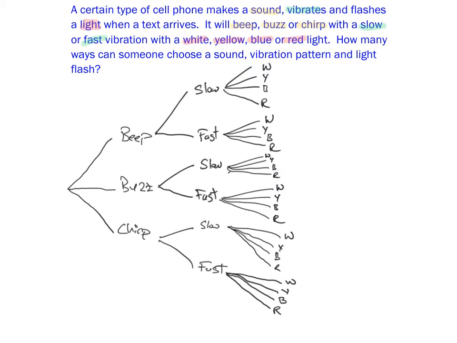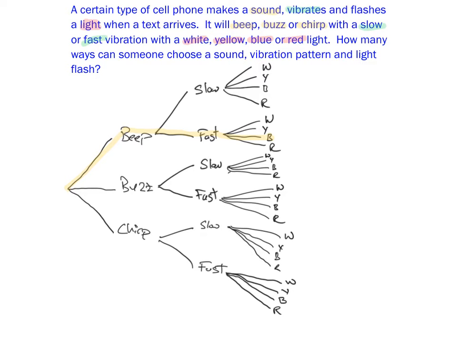So thank goodness we weren't dealing with 20 different light possibilities as far as colors go, because that would have meant a lot more complicated diagram. It was complicated enough as it was. So now, how many different ways can this happen? Just to highlight some samples here, you could have a beep with a fast vibration and a blue light. That's a possibility.